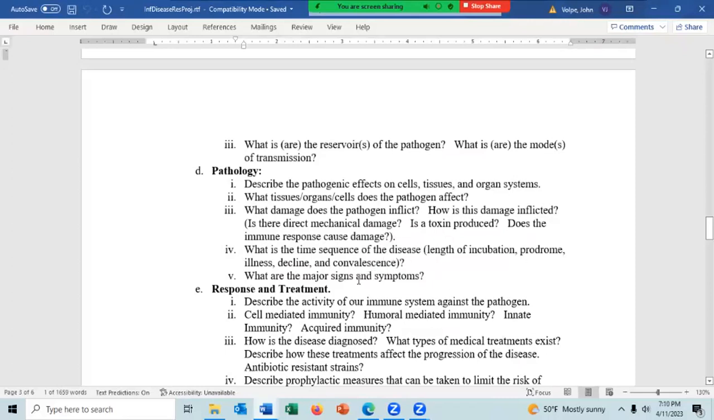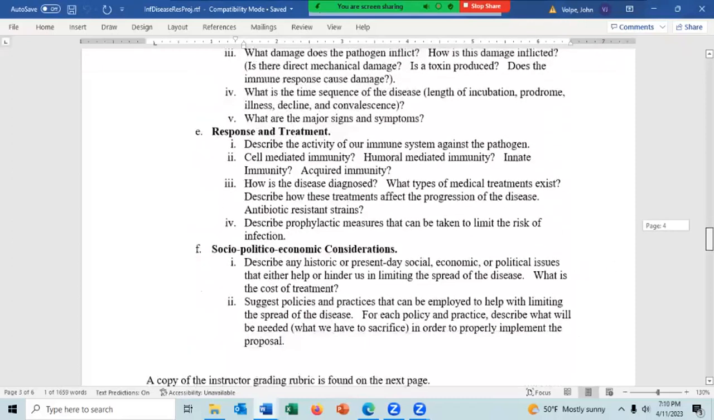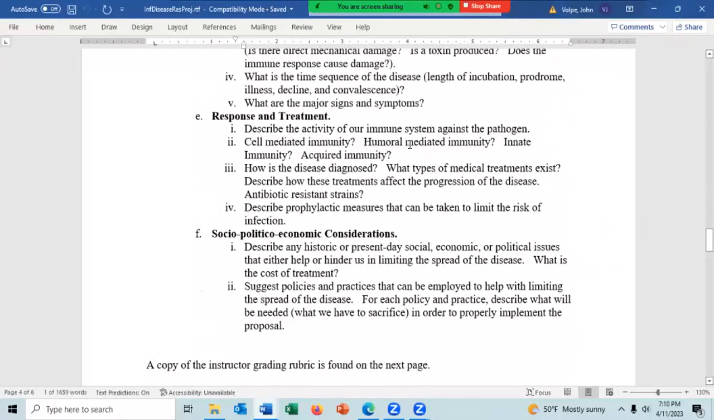And then what are the major signs and symptoms of the disease? Like everybody knows with the cold, your major signs are a sore throat and you have a runny nose. You have other signs and symptoms too, but those are the start.